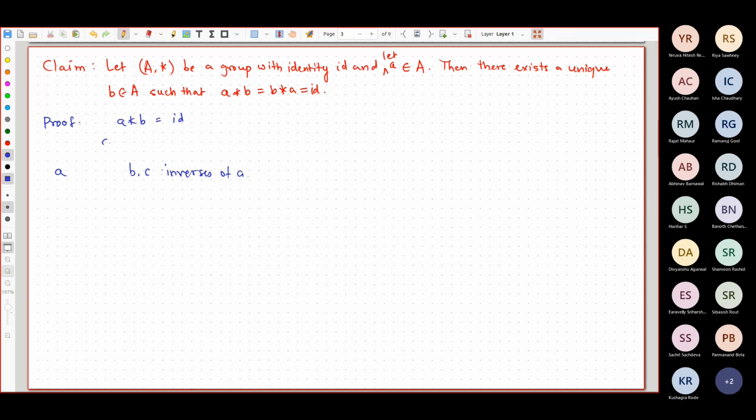Okay, so then you say that C star A star B is equal to C star ID. Then we can use associativity, so C star A star B equal to C. On the right hand side you use the definition of identity element. On the left hand side you used associativity, and then we can write C star A as ID, and ID star B as B. So B equal to C. Good.